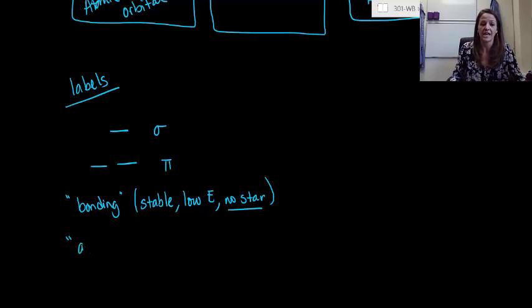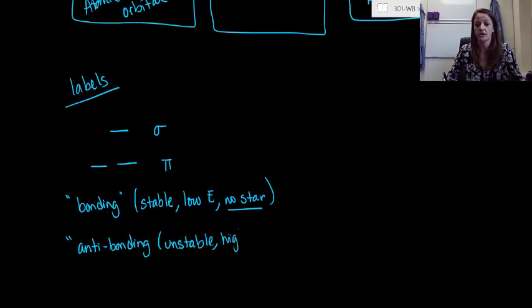Whereas if you have an anti-bonding orbital, anti-bonding means you're at higher energy. So instead of saying stable, I would say that this makes something less stable, so unstable. It's higher in energy than your original atomic orbital, and then you mark this one with a star. So instead of no star, we would definitely say with star for this one, and the stars look just like that.